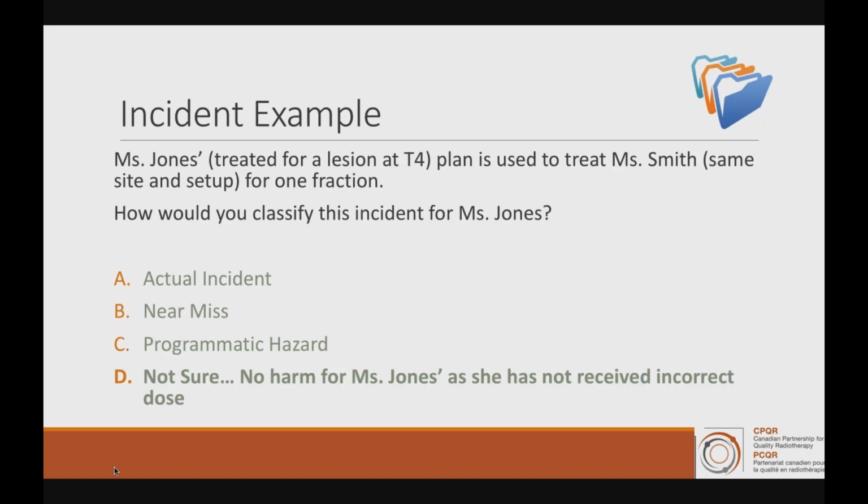So for the case of Ms. Jones, again, I'm going to let you choose not sure. For Ms. Jones, her plan was being used to treat Ms. Smith. So she hasn't actually had any dosimetric harm or any kind of issues with respect to her treatment, save for the fact that there'd have to be some type of additional treatment fraction added in maybe the planning program to treat her for that fraction that was used for Ms. Jones. So there's not really an incident per se for Ms. Jones.